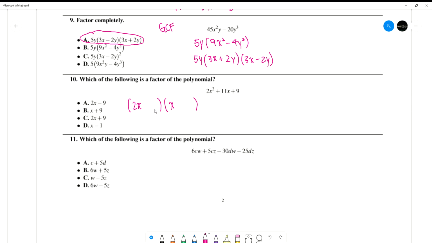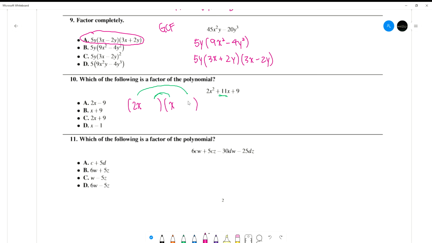All right, so I can do 1 and 9, or 3 and 3. And the position also matters too. It could be 9 and 1. Now, what I'm supposed to look at is the sum of the products of the outer and the inner. If you look at the product of the outer and the product of the inner, they have to add up to this middle term here.